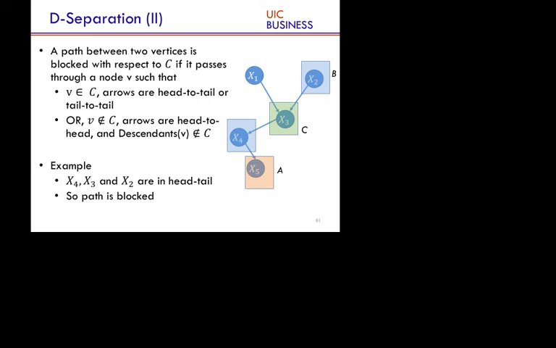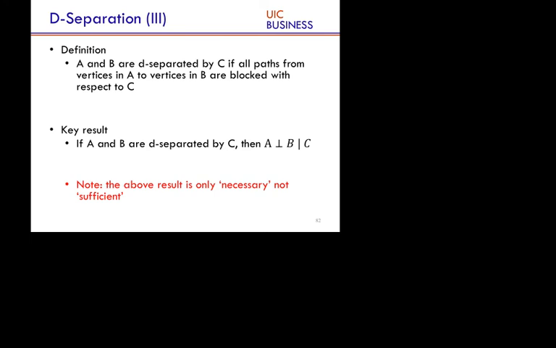Now that I can attach whether a path is blocked or not, I'm going to get to our original question. To get to our original question there are two steps. One is I'm going to define whether the path is blocked or not. Next I'm going to define whether the sets are d-separated or not, and then I'm going to get to whether they are conditionally independent or not. It's a very simple reduction.